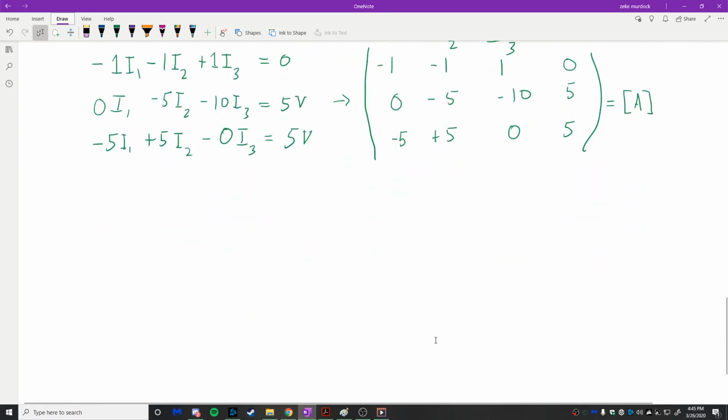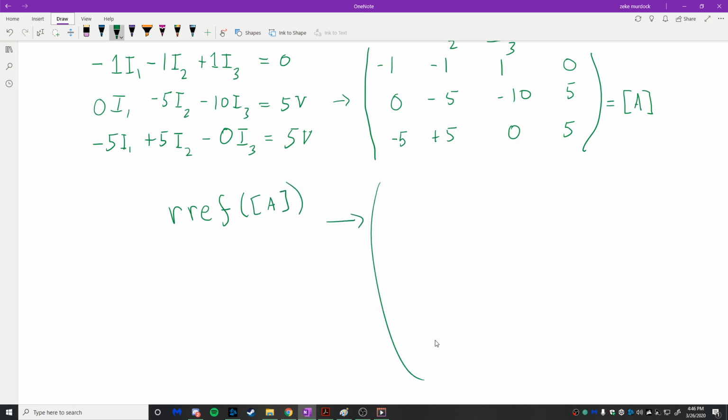And then if you're on a TI, you have to find a function, and I'm going to show you where it is in a second. It's called RREF, which stands for reduced row echelon form, open parenthesis. You put your matrix in here, and then it will spit out the matrix you just saw. It's going to look something like this. It's going to be diagonal.